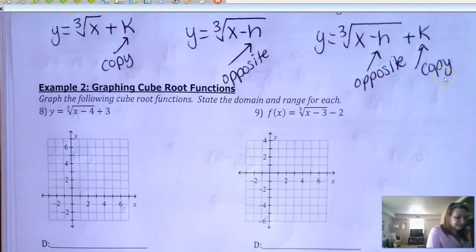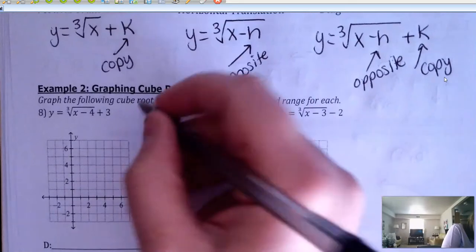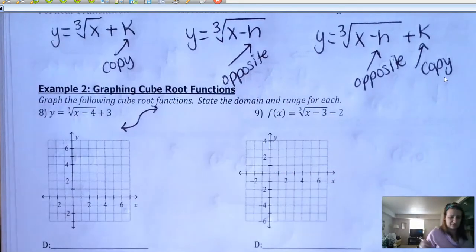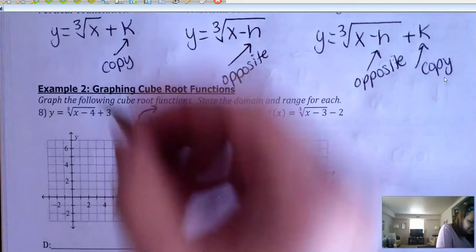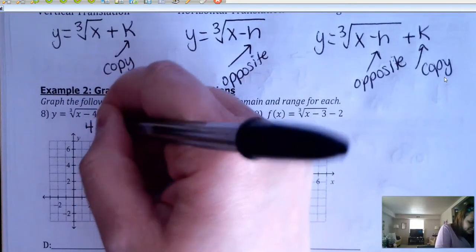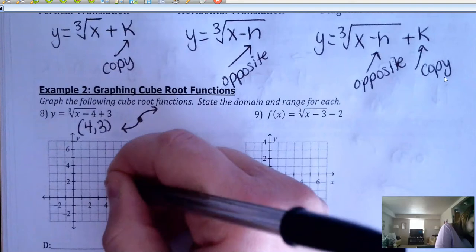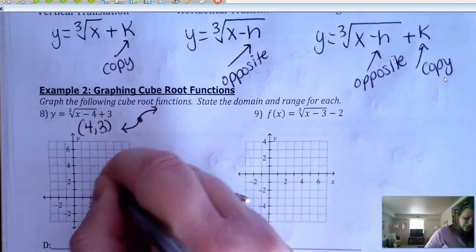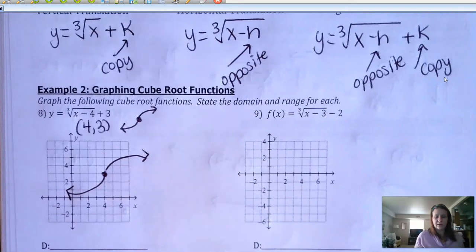All right, so this is a positive cube root function. So that sweeps forward and backward down like that. That's the shape I'm looking for. The point right in the middle, you're going to do opposite copy. So this is going to be positive 4, positive 3. So we're going to go ahead and plot that point. Just swoop up to the front, swoop back. Just looking for a general shape there.